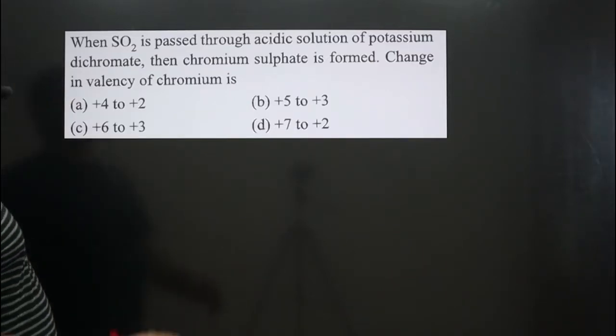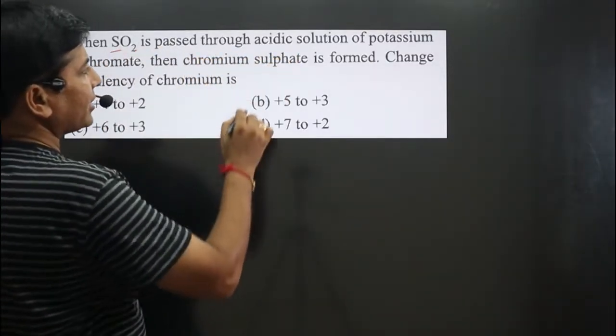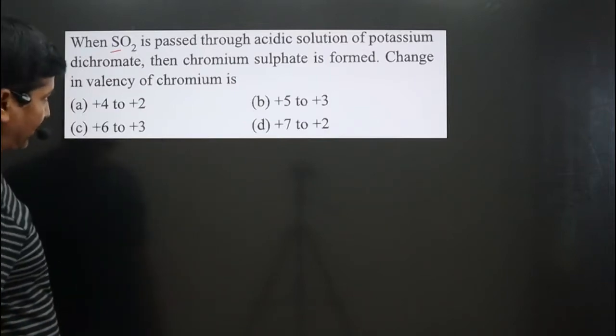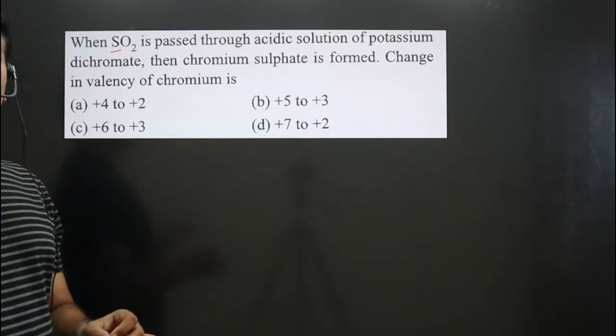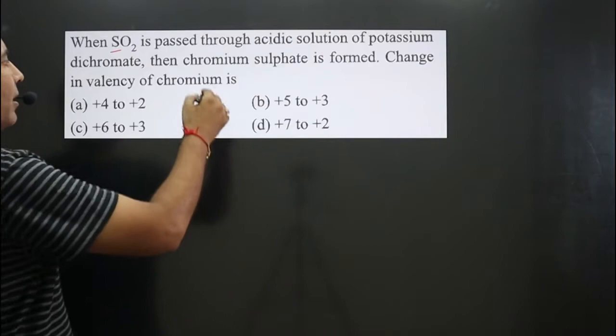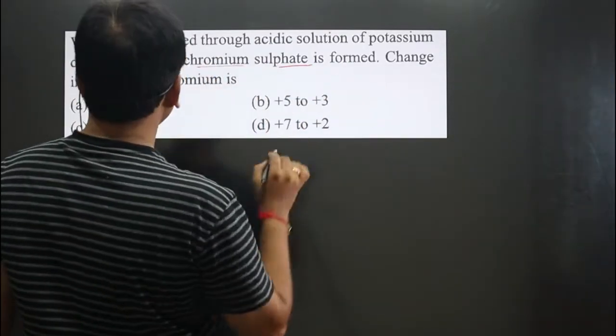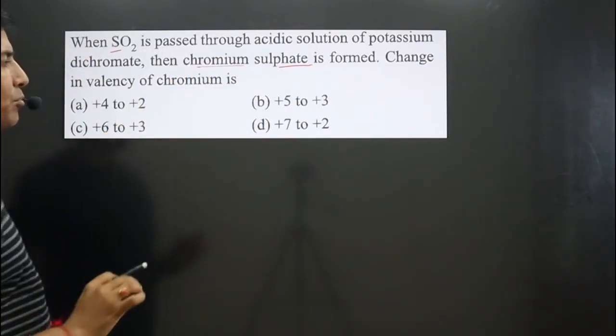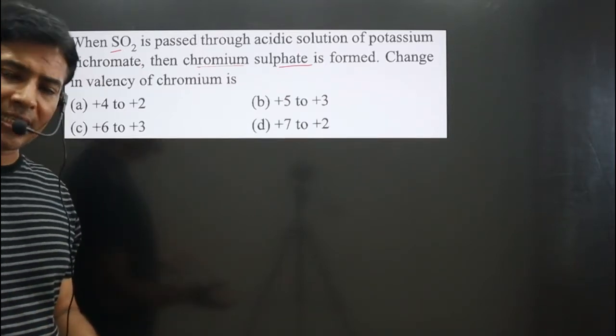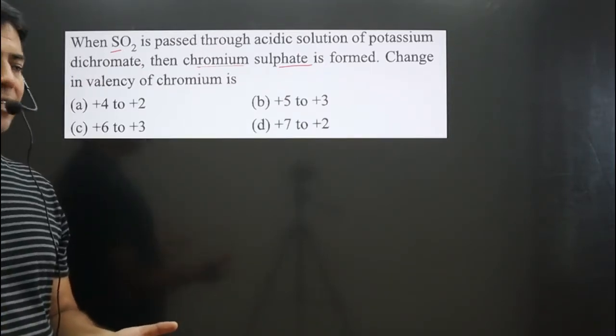The question says when sulfur dioxide is passed through an acidic solution of potassium dichromate, which is K2Cr2O7, then chromium sulfate is formed. We have to find the change in the valency of chromium, that is, the change in the oxidation number. Simply put, the change in oxidation number of chromium.